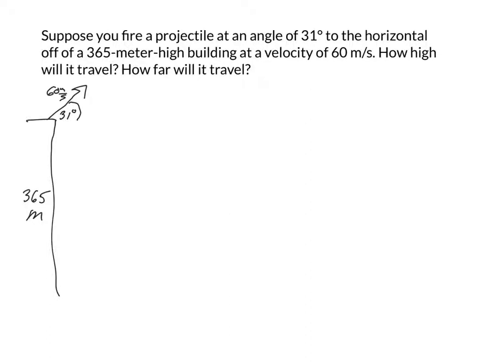Alright, here we go. Let's get the 60 times the sine of 31 for our vertical, and I get 30.9 meters per second. Once I have that, I can go to v final squared equals v initial squared plus 2g change in y. My final velocity at the top of the path is 0.